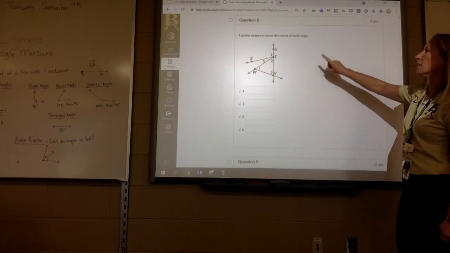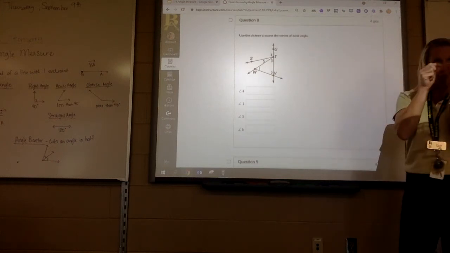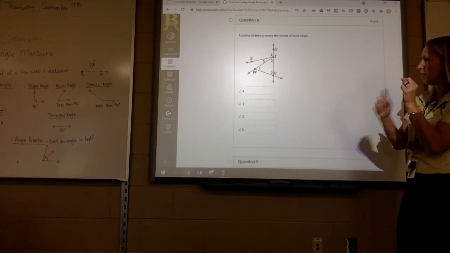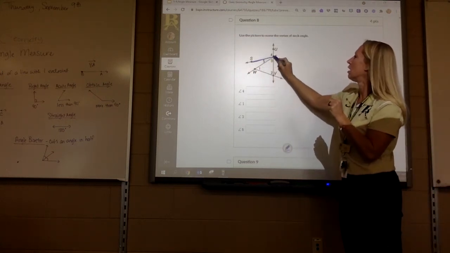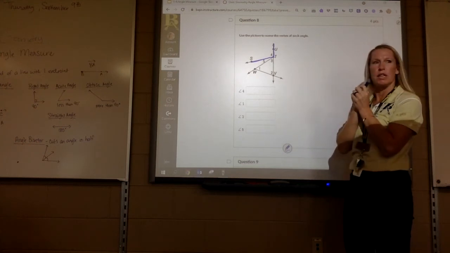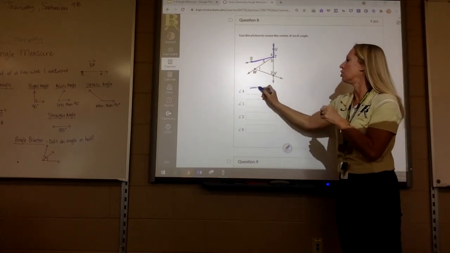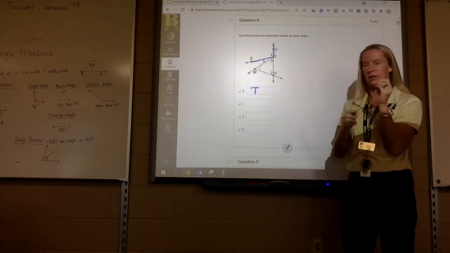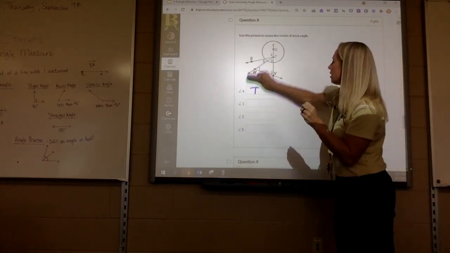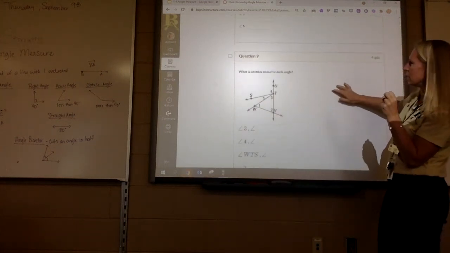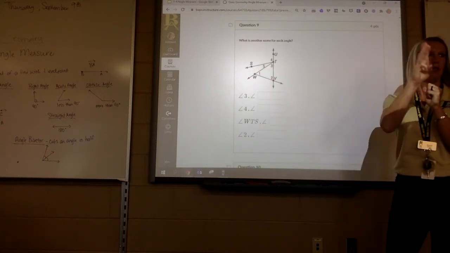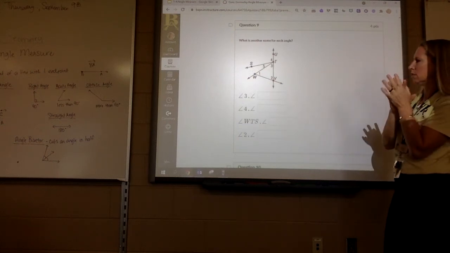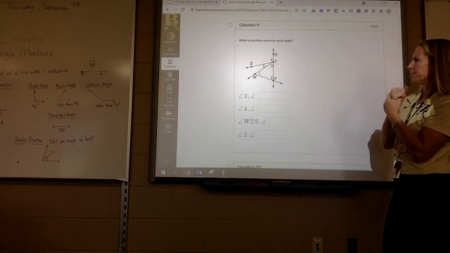Number 8, you're naming the vertex, which is just the point, one letter. So like this says the vertex of angle 4. What would that vertex be? T. So you just put the capital letter. Just the vertex. And then I think the next one is another name for the angle. So then you're going to do the 3 letters.